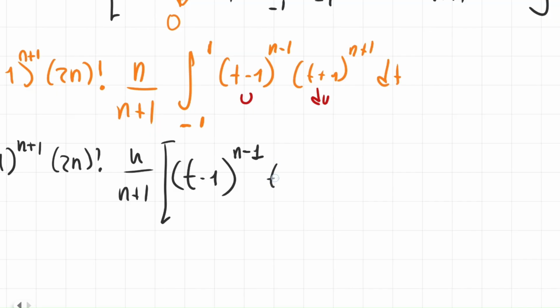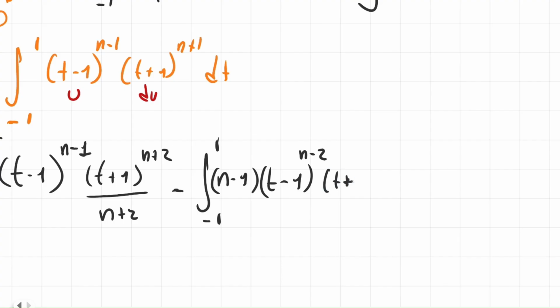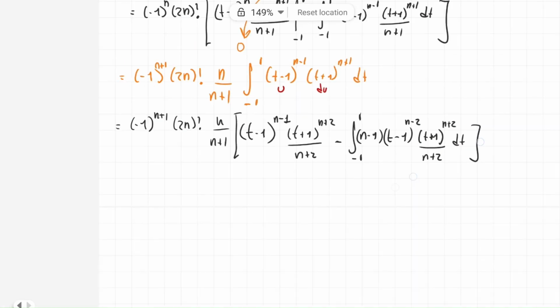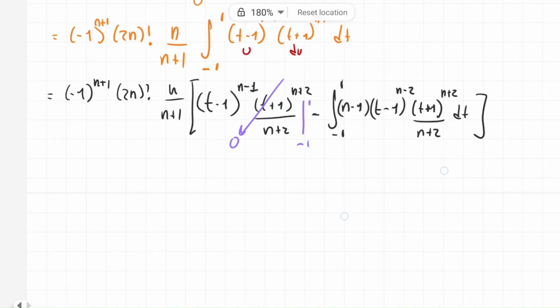and then t plus 1 to the n plus 2 divided by n plus 2, minus the integral from minus 1 to 1 of the derivative of u, right? So that will be n minus 1, t minus 1 to the n minus 2, and then t plus 1 to the n plus 2 divided by n plus 2 dt. Okay, again, this is evaluated from minus 1 to 1, right? And this is going to be equal to 0.